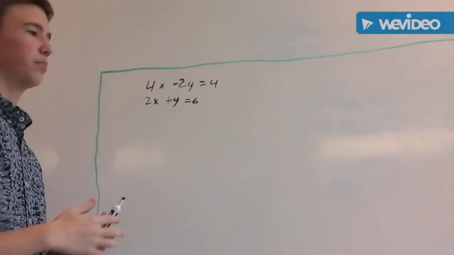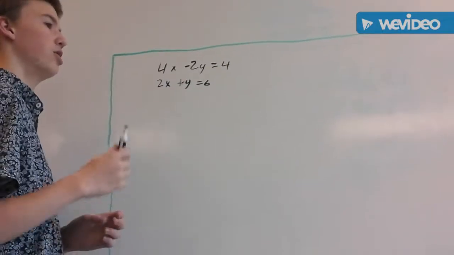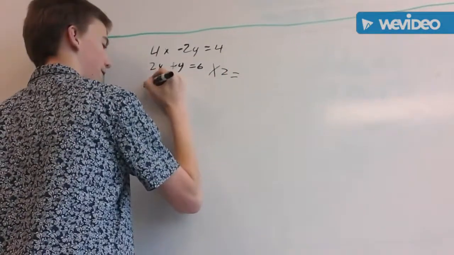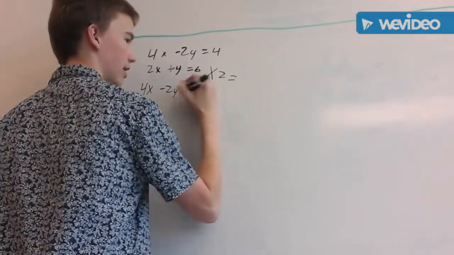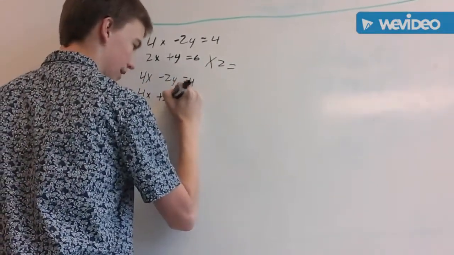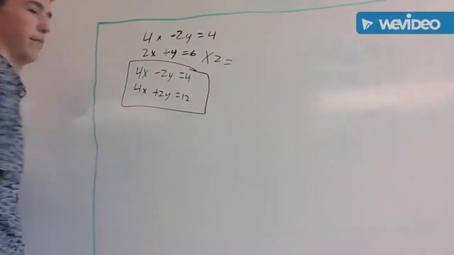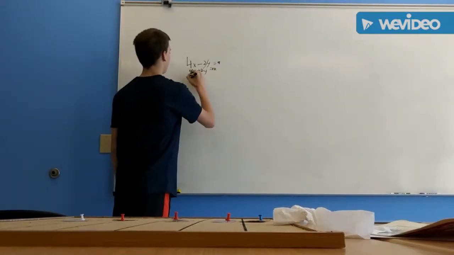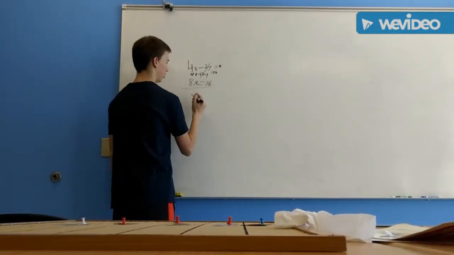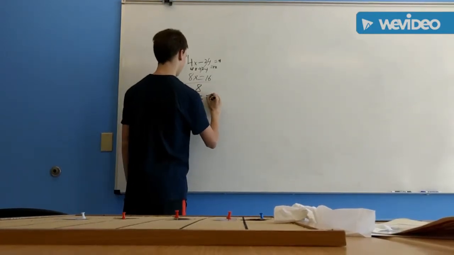First, we need to multiply the bottom equation because we need to eliminate a variable by getting matching coefficients. So we will multiply the bottom equation by 2 to get 4x minus 2y equals 4, and 4x plus 2y equals 12. Eliminate the y, so we get 8x equals 16. So we'll divide both sides of the equation by 8, so we end up with x equals 2.